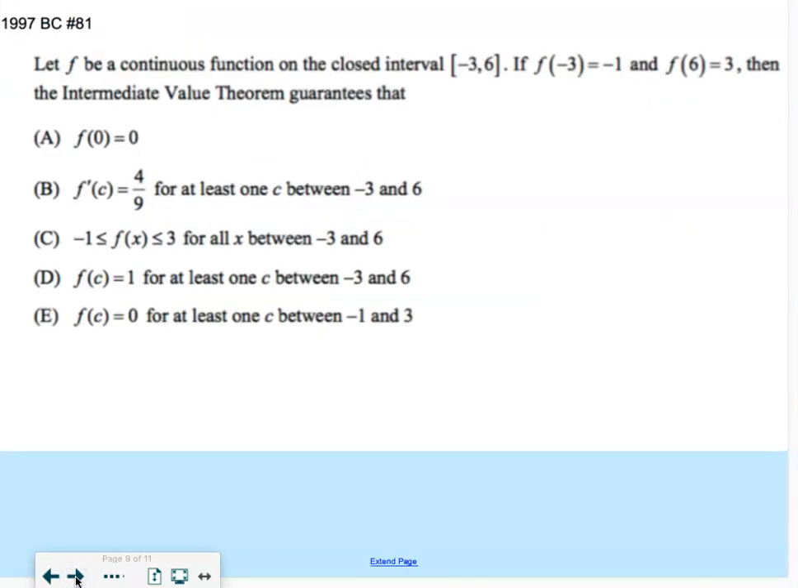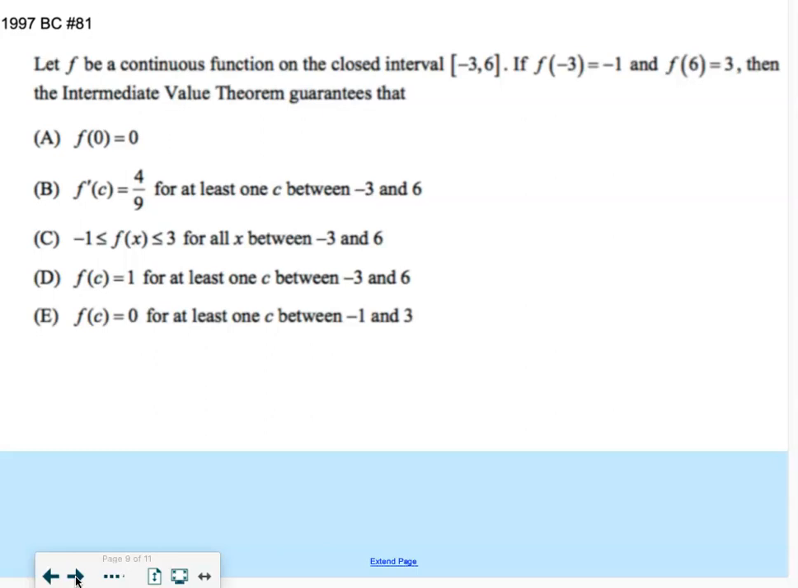One more IVT question. This one's from 1997. We're going back further. So, someone just went, wow, that's really old. 1997, just in case you're curious, I took the AP Calculus exam in 1988.